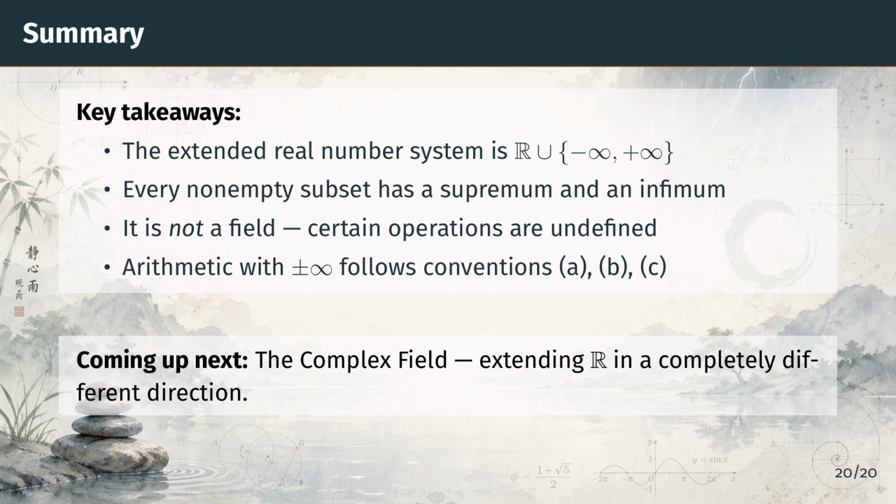In the next section, we will extend the real numbers in a completely different direction. Instead of adding infinite elements, we will add a square root of -1 and build the complex number field.